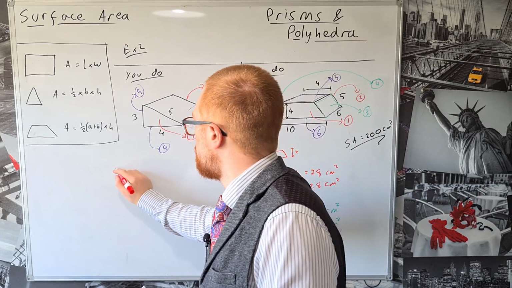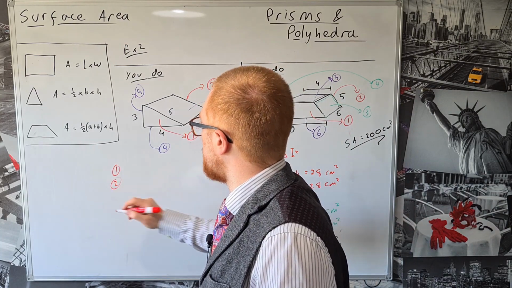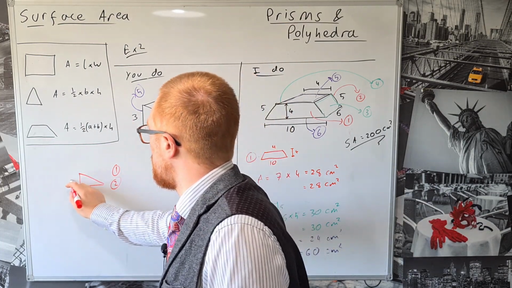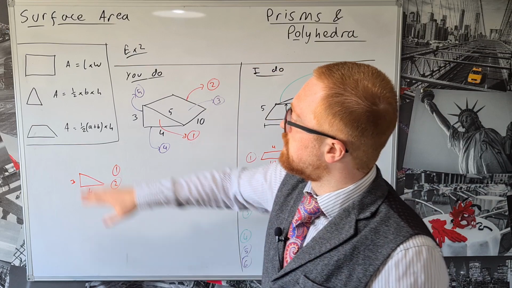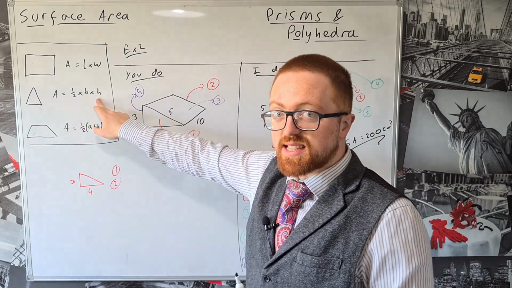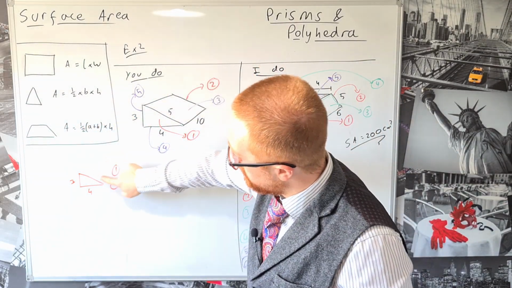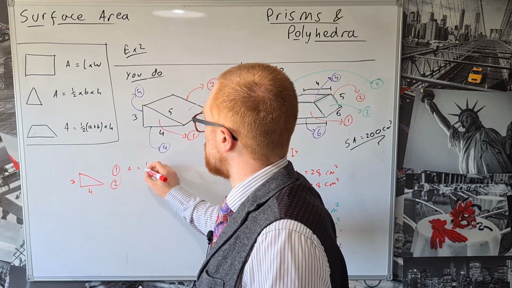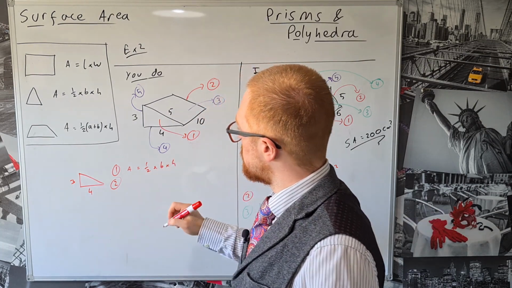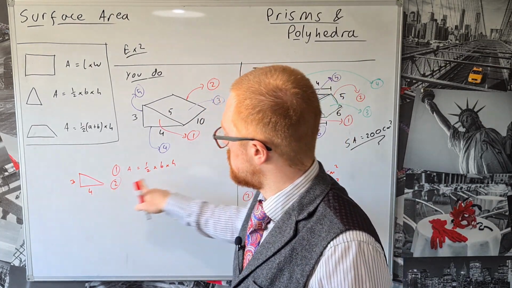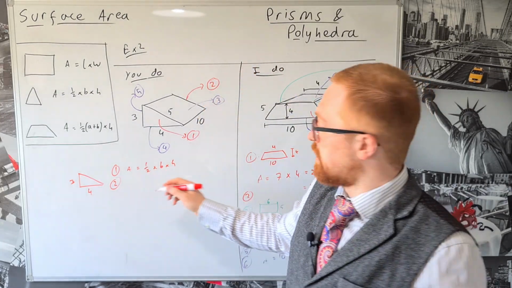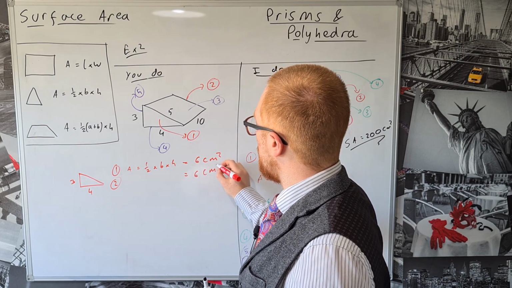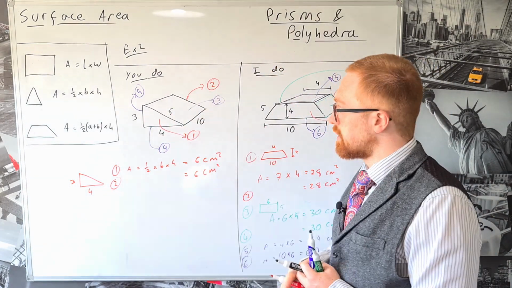So let's do 1 and 2. So 1 and 2 are both the same, and we've got this triangle that's 3 high and 4 wide. Now, to work out the area of a triangle, we only need the base and the height. So I'm not going to draw this 5 on because I don't want to confuse myself. So the area is equal to a half times by the base times by the height. Well, the base is 4 and the height is 3. 4 times 3 is 12, and a half of that is 6 centimetres squared. And I know that number 2 is the same because it's the same triangle.